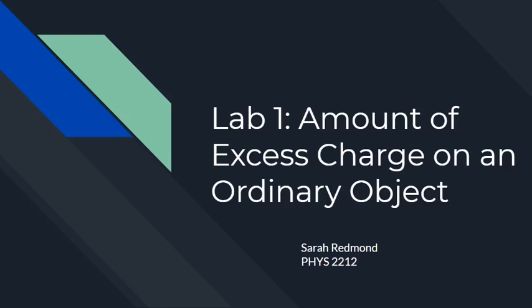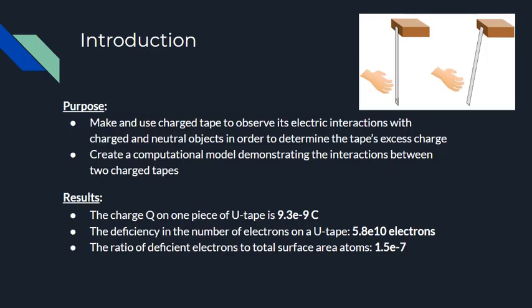Amount of excess charge on an ordinary object. The purpose of this lab was to determine an object's excess charge due to its interactions with other neutral and charged objects. The object of interest is a piece of tape that was initially neutral but became charged through contact with a neutral base tape.